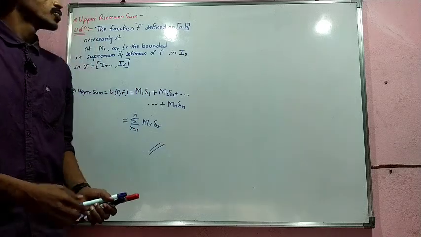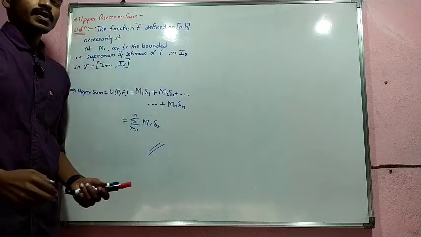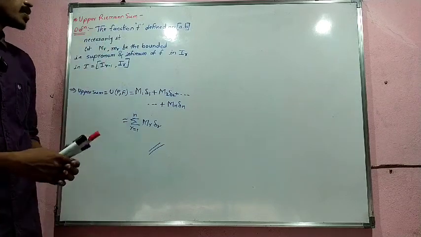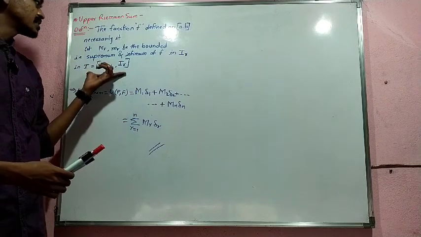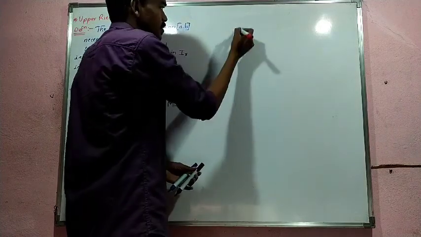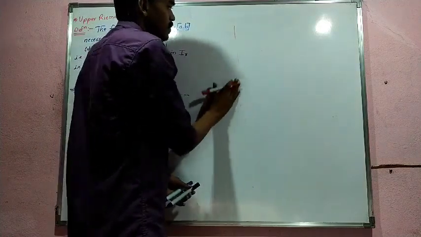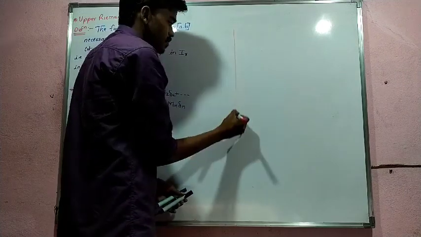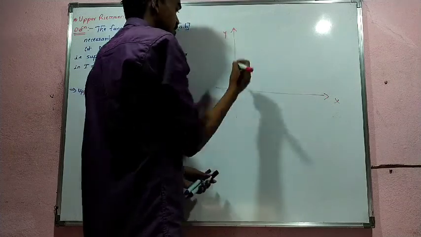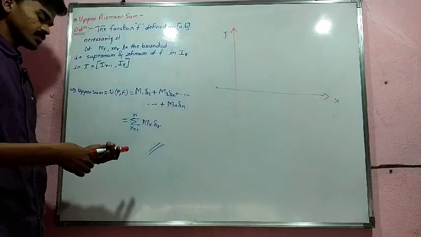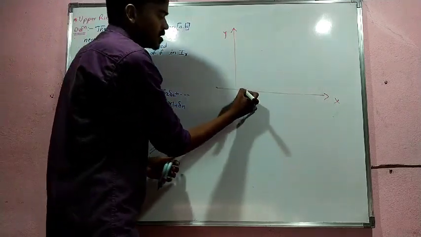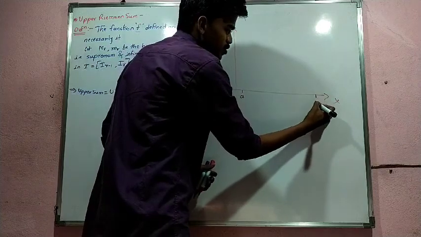Today we will discuss the upper Riemann sum as well as the lower Riemann sum. Before we discuss the upper Riemann sum, we need to know about the intervals. Like this is our x-axis, y-axis. Let us represent one function f on the interval, let's say a to b.